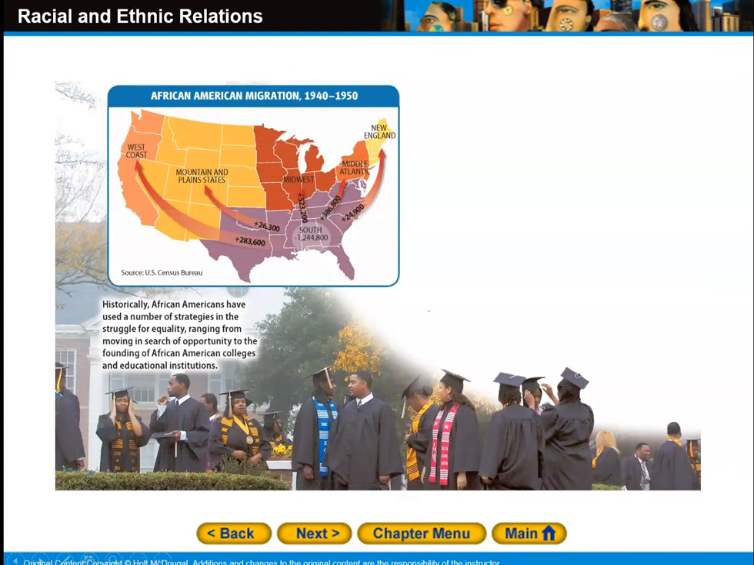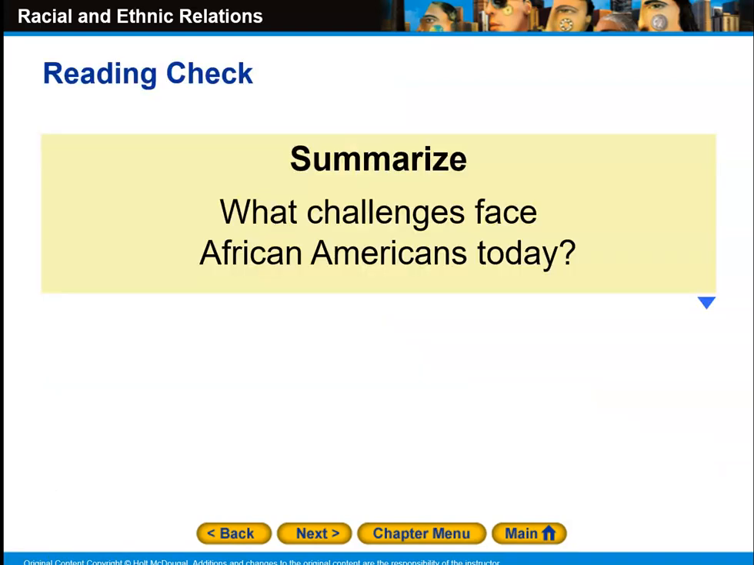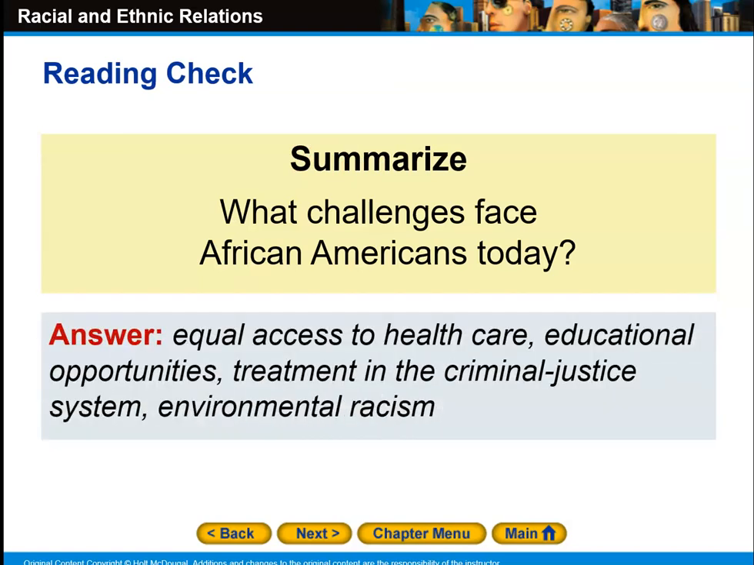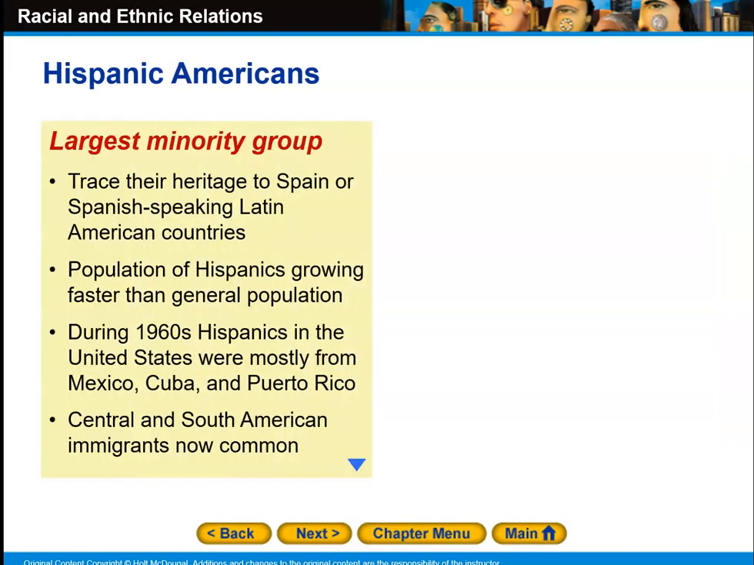Historically, African Americans have used a number of strategies in the struggle for equality, ranging from moving in search of opportunity to founding African American colleges and educational institutions. So, what challenges face African Americans today? Equal access to health care, educational opportunities, treatment in the criminal justice system, and of course, environmental racism.